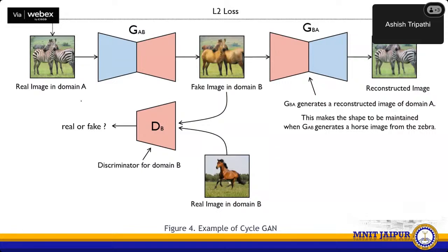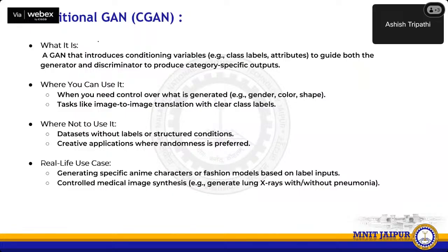For example, this is the real image in domain A, and this is the reconstructed image of A. If I just want to convert this zebra into a horse, then we can use this model. There will be two generators and two discriminators. One generator will be used to generate images like this, and one generator will be used to generate images like this. You can go into the details of CycleGAN as and when required, depending upon your requirements.